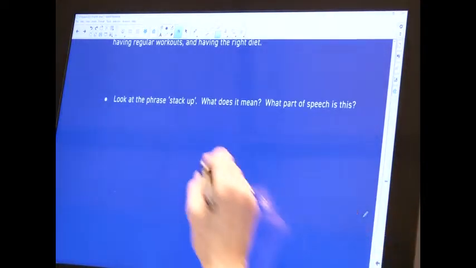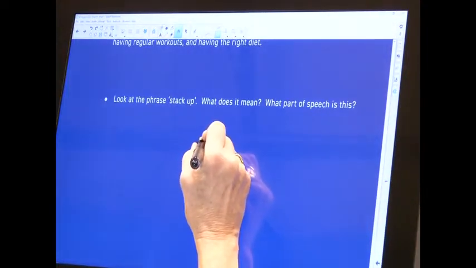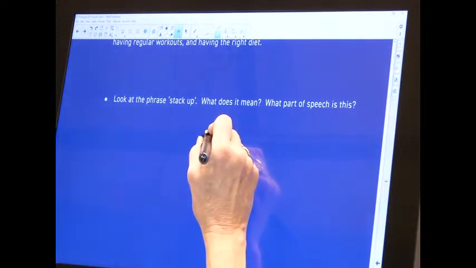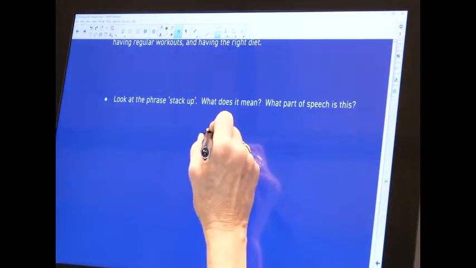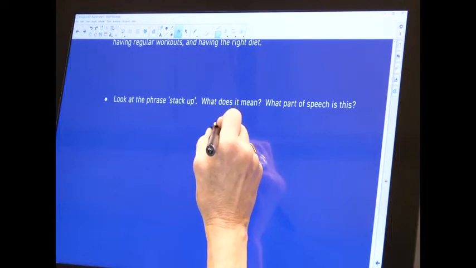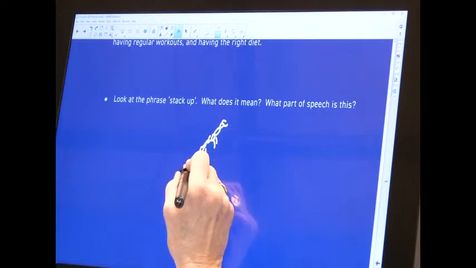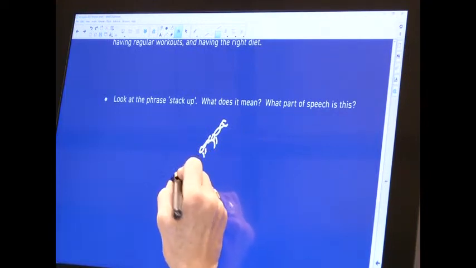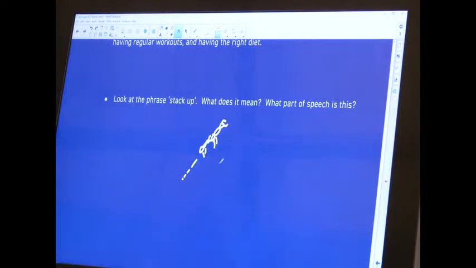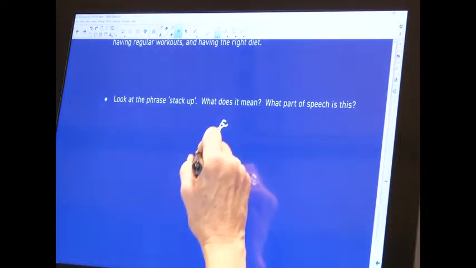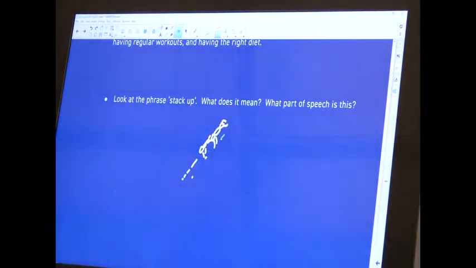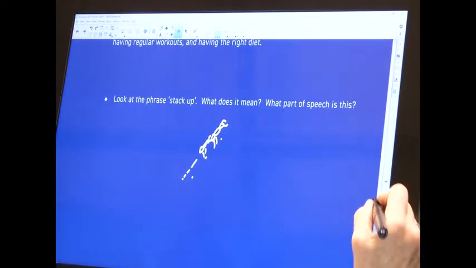So we're back to our ants. So we had ants, and then we had another ant on top, and another ant, those are his feet down there, and another ant below. And we said the ants were stacked up. What does it mean? It obviously means one placed on top of the other. What part of speech is this?